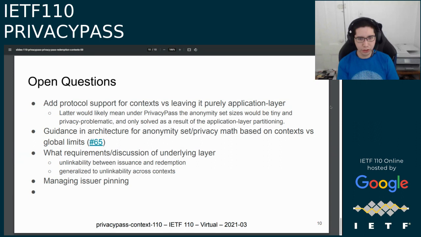There's how much the architecture document should go into these various sorts of privacy math and how detailed we want to go there. There's an open issue there. There are discussions about how much should be specified about what a context should provide and the sorts of unlinkability guarantees that we need to require, and how to deal with the fact that in the real world we don't really have perfectly separate contexts in most cases. And there's how we deal with this issuer stickiness, issuer pinning problem. Even ignoring redemption context, it becomes a wider issue that needs to be resolved somewhere. I think that's all.